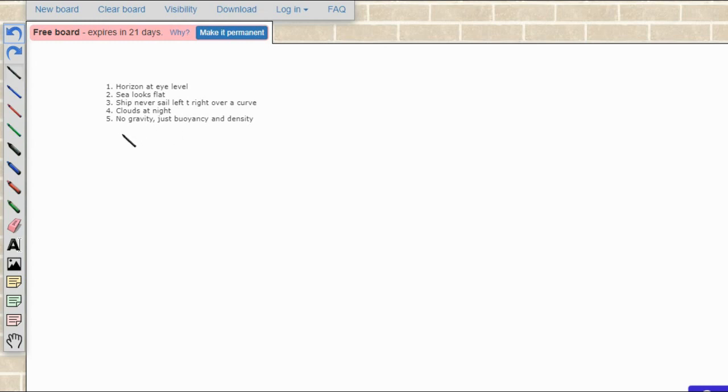And lastly, we have no gravity. There is no gravity, there's just buoyancy and density. And the problem with the flat earth people who present this argument is that they always ignore the one simple truth needed before buoyancy and density plays a part, and that is that you must have an up and you must have a down. Without an up and without a down, you don't have buoyancy and density.